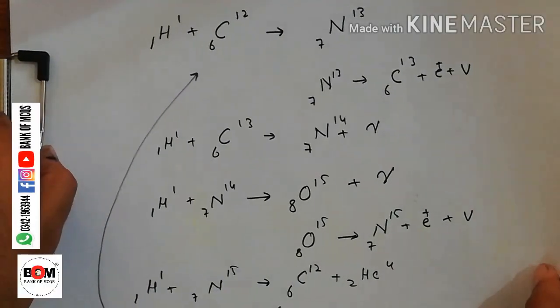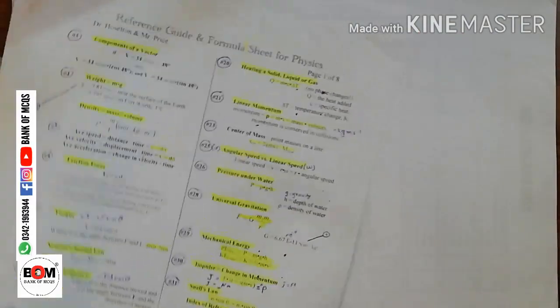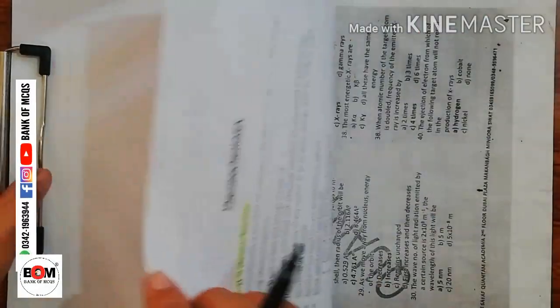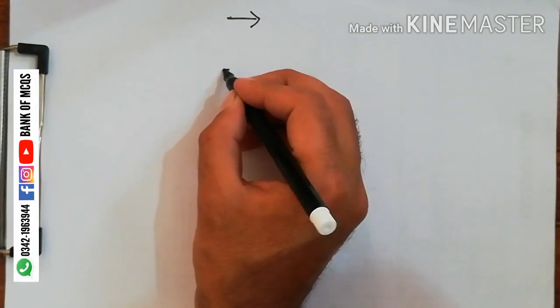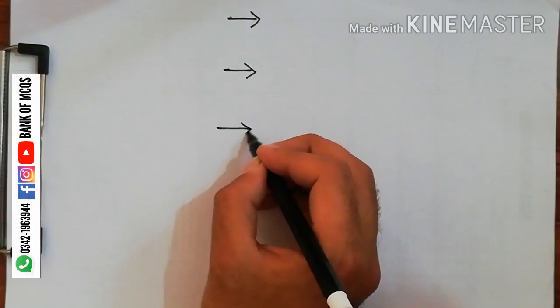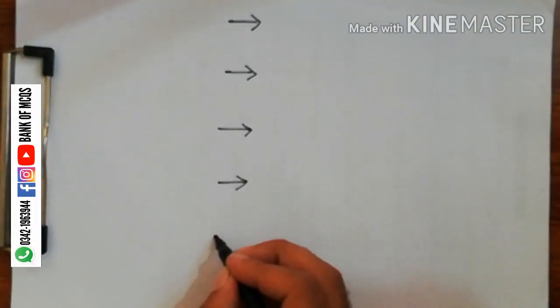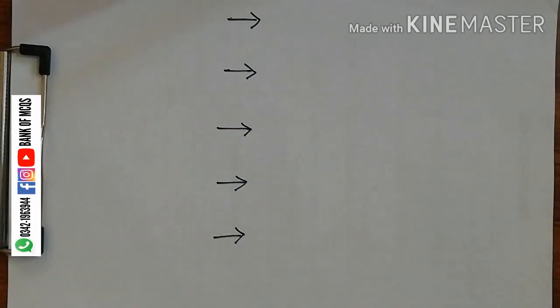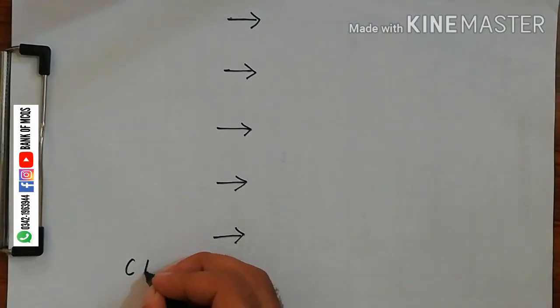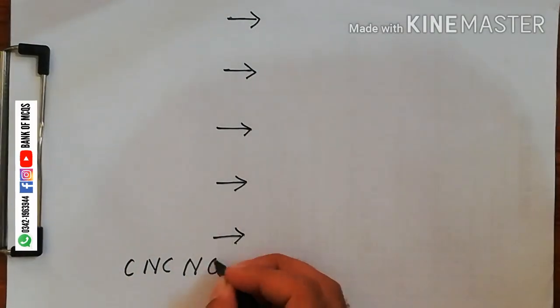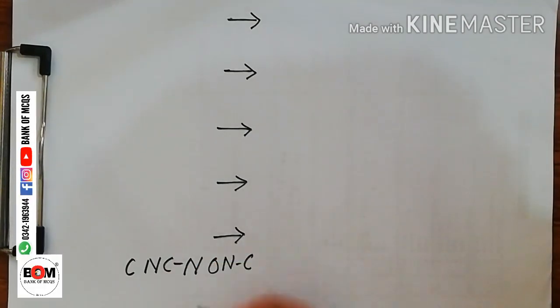Now again, the trick to remember it is so simple. The total number of reactions is 5. So reaction number 1, reaction number 2, reaction number 3, reaction number 4, and reaction number 5. So the code is CNC, NONC. What does CNC NONC mean?